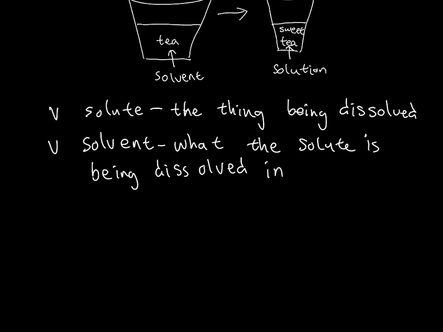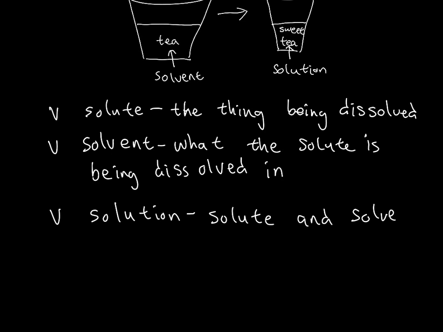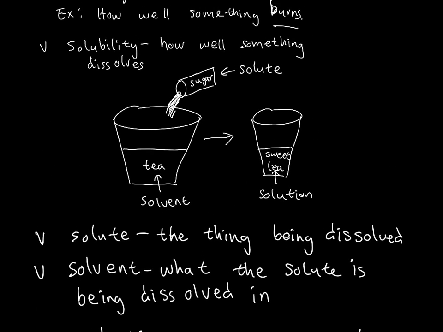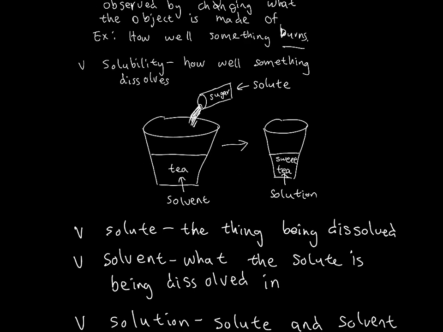The very, very last thing is a solution. The solution is not the answer to the problem in this case. It is a solute and solvent together. So after you melt the sugar into the tea, you have the sweet tea, which is the solution.